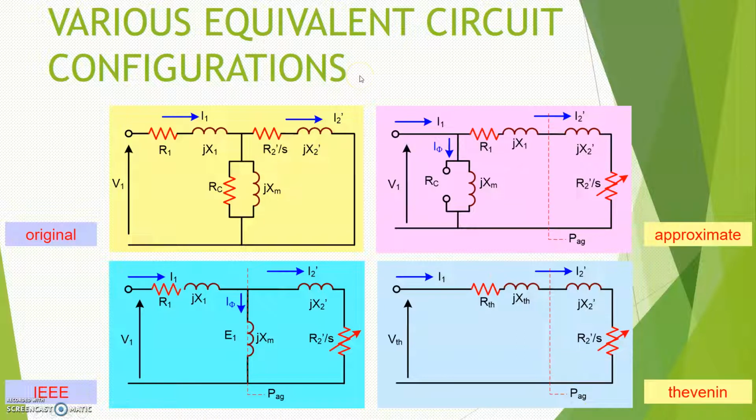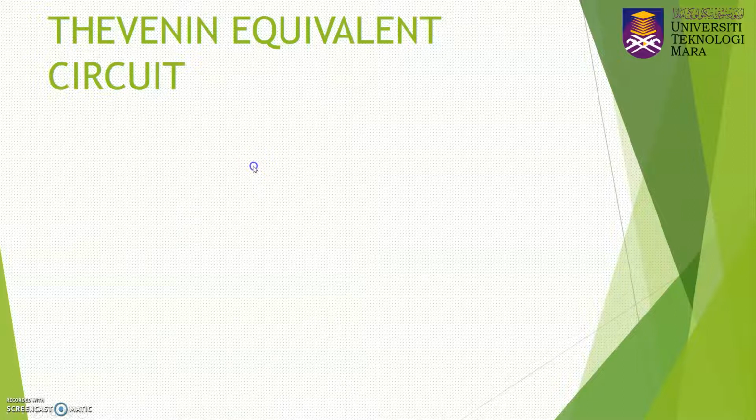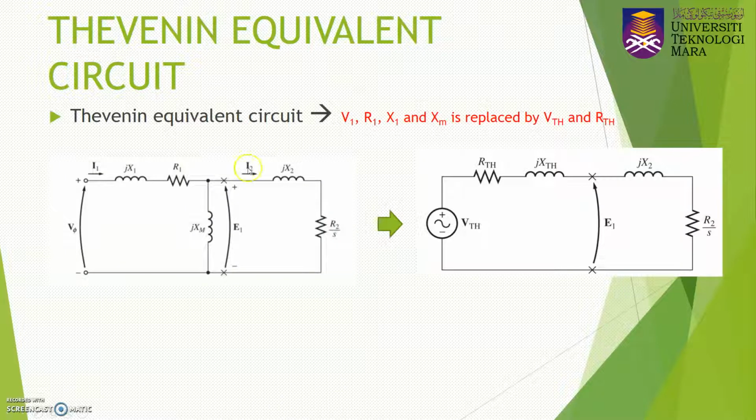So again, for the Thevenin equivalent circuit, we replace V1, R1, X1 and also Xm with V Thevenin and R Thevenin. But how do we calculate the V Thevenin and R Thevenin actually?